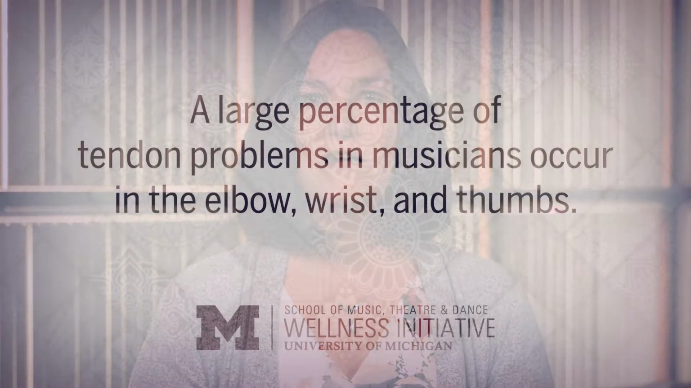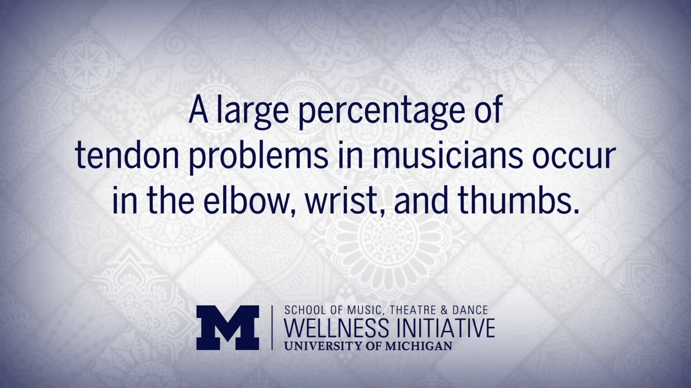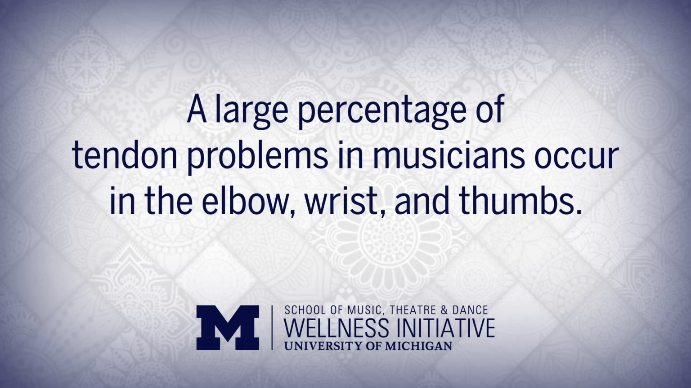Tendons connect a muscle to a bone, and they generally have poor blood supply, making them more vulnerable to injury and slower to heal as a result. An example of a muscle injury is sore muscles from working out, resulting in tearing of muscle fibers. This can last a couple of days, but muscles are rich in blood supply, therefore heal fast. A large percentage of tendon problems in musicians occur in the elbow, wrist, and thumbs.